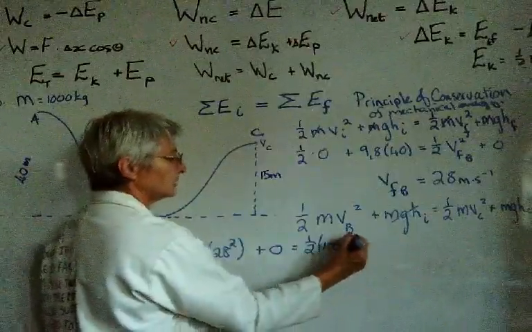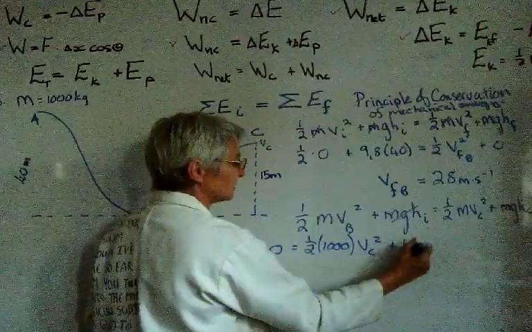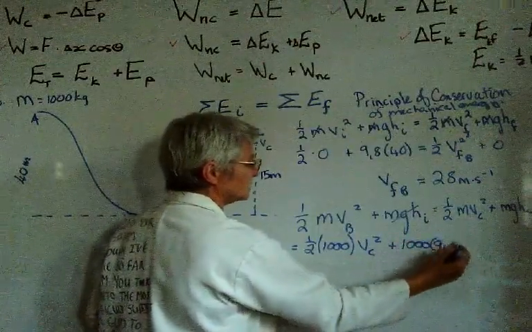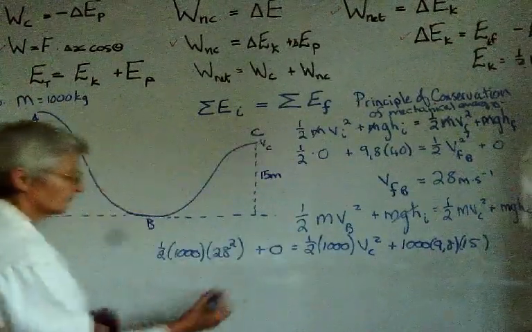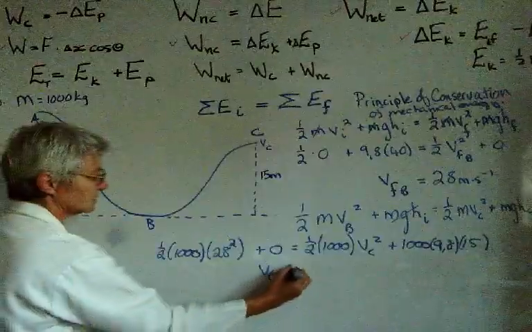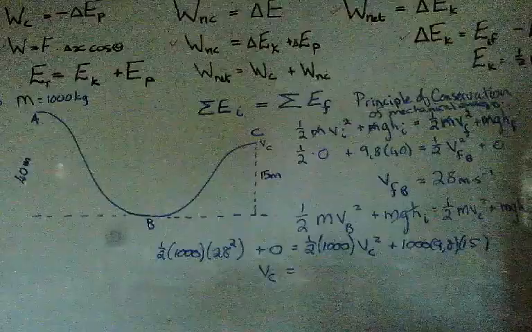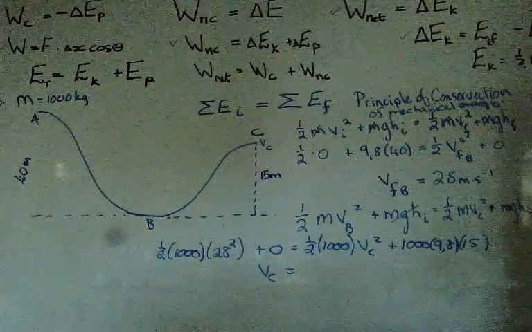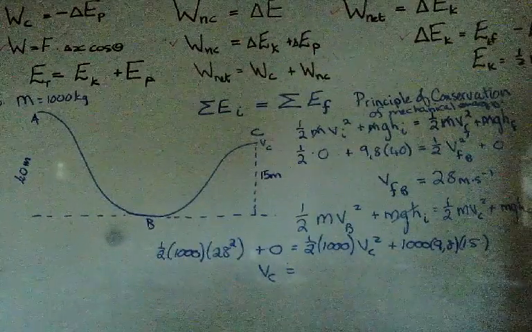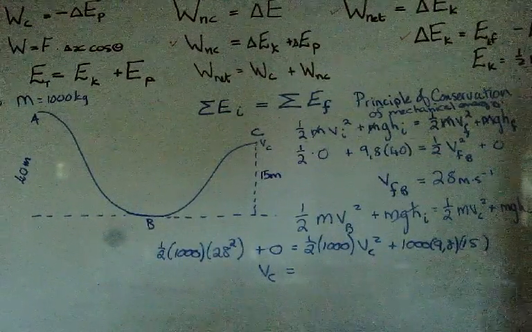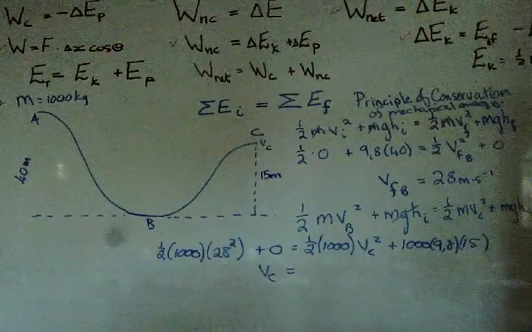What is VC? I'm using A. Me too. Same. I'm looking at the trail. It must be less than 28.